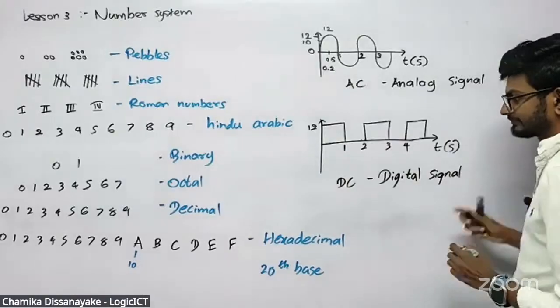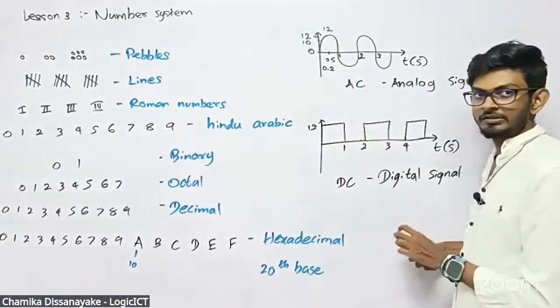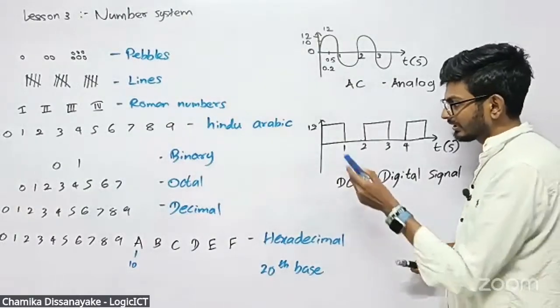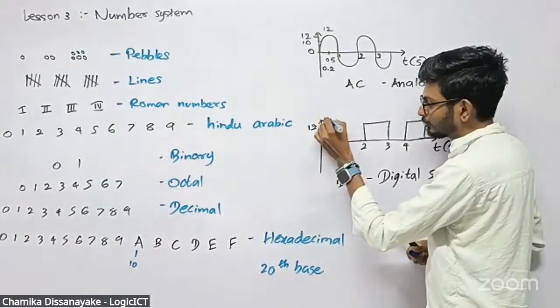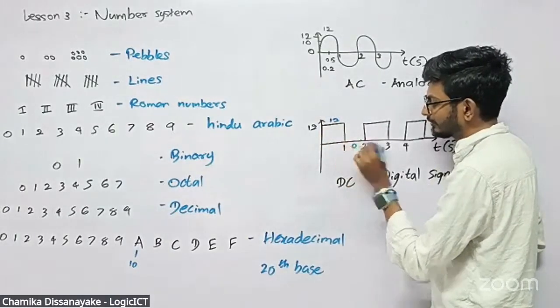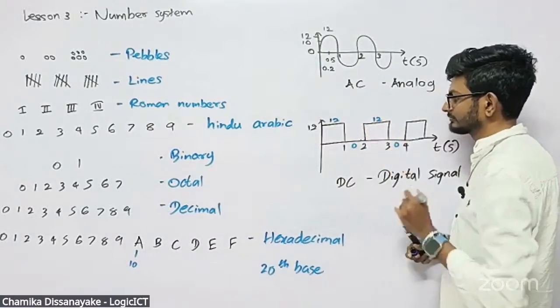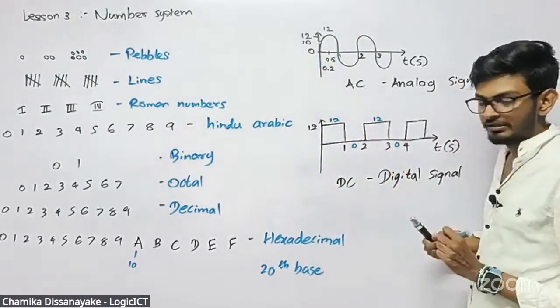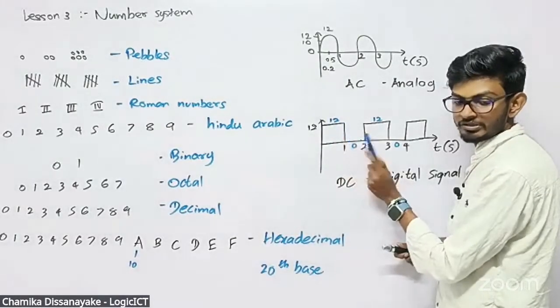Digital signal. When we come to the digital signal, guys, you can see there are only two states, no? Here it can be 12, here it can be 0. Here it can be 12, here it can be 0. As you can see, there are only two states.